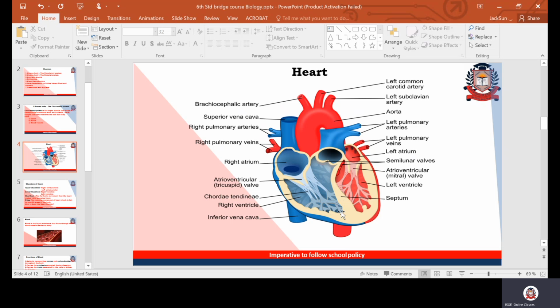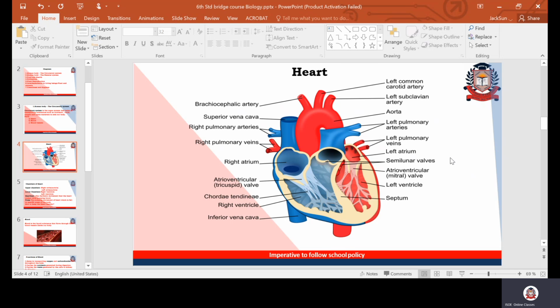So you can see that it is blue in color. That shows that this blood is impure or carbon dioxide rich blood. That is why it is shown in blue color, right? So from the right ventricle, the blood is then moving to the lung through the pulmonary artery. Pulmonary artery, it is reaching the lung, and from lung it is getting oxygenated.